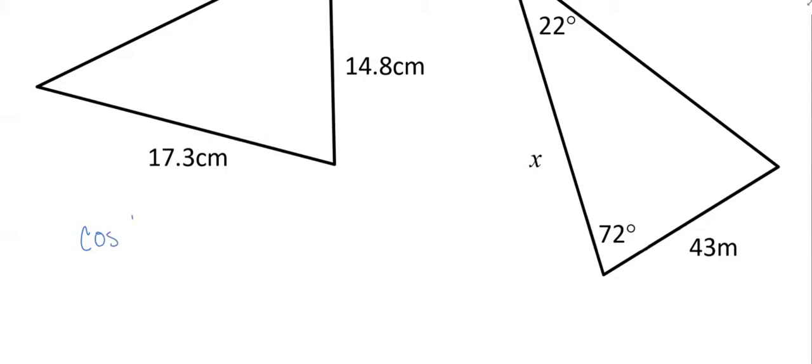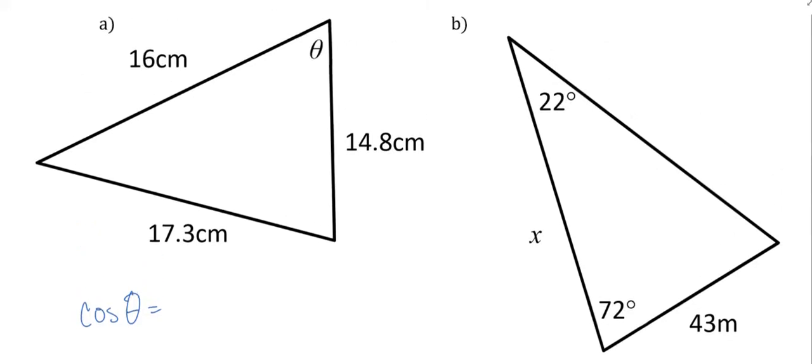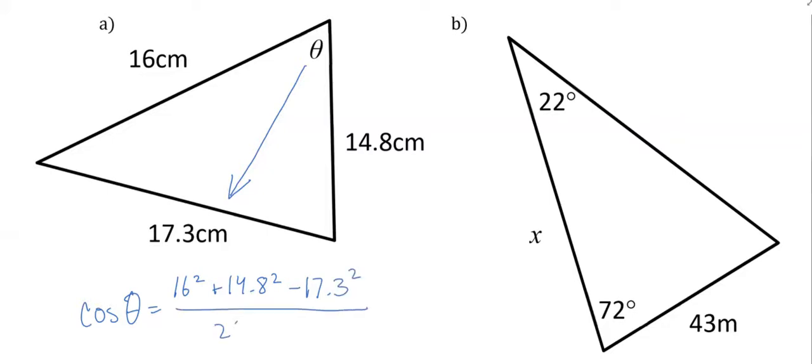Cos theta equals, and what's the tricky thing that I have to remember for cosine law? This is the one place that you might make a mistake. That the C is across from the angle. Right, so if I'm looking for theta, what am I doing with the 17.3? It's the one that you subtract on top. So the cosine law goes 16 squared plus 14.8 squared minus 17.3 squared, over 2 times 16 times 14.8.